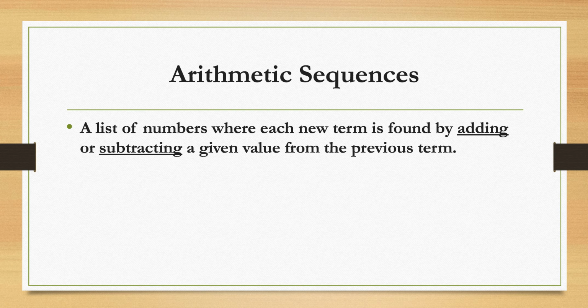Let's say that we have a sequence that starts with the number 7. Okay, and let's say that our sequence is found by adding 5. That's going to be what we're going to do to get each of our new terms. So if our first term is a 7, then for the second term we're going to say to ourselves 7 plus 5, and that's going to give me my next term.